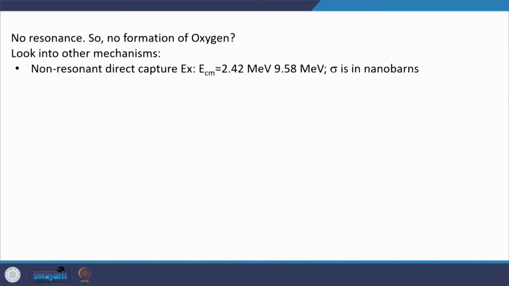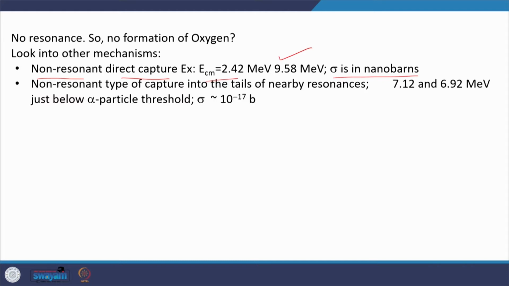All right. So, as I said, there is no formation of oxygen through resonance. Now, let us look into the other mechanisms. One is non-resonant direct capture. For example, at center of mass energy 2.4 MeV, you have the state at 9.58 MeV in oxygen 16. Sigma is in nanobarns. It is very difficult to measure, but once oxygen is excited to this state, during de-excitation through sub-threshold resonances, transition can happen. So, the second possibility is non-resonant type of capture into the tail of nearby resonances.